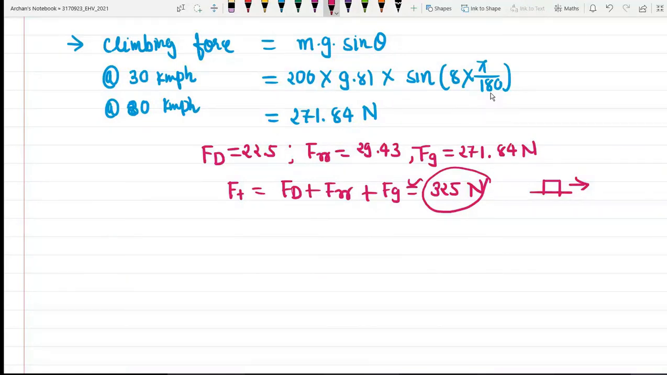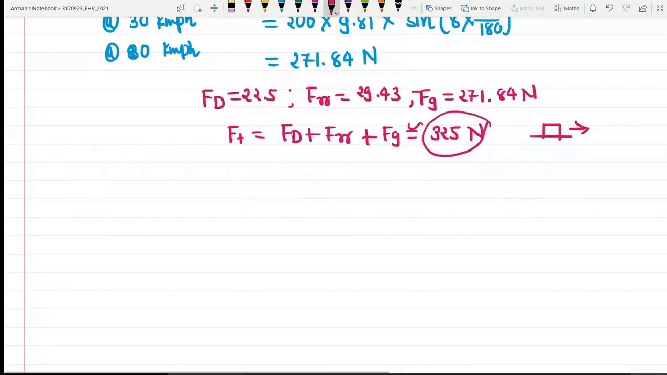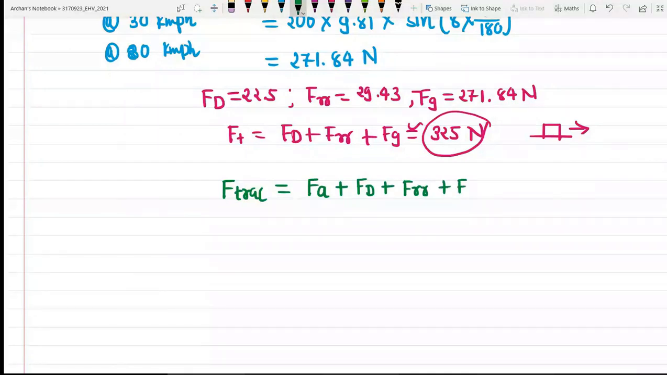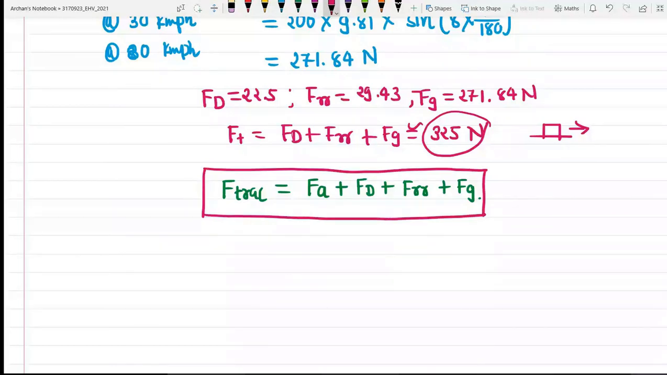Okay, so the tractive force required will be larger than this 325 newton, because this much amount of force will be used to overcome the resistance offered by this electric vehicle. So we know the tractive force now. The total tractive force to be generated is given by acceleration force, drag, rolling resistance force, and gradient force. Okay, so this is the equation which we are going to use in order to find out the total tractive force required for the vehicle to accelerate at a certain speed.